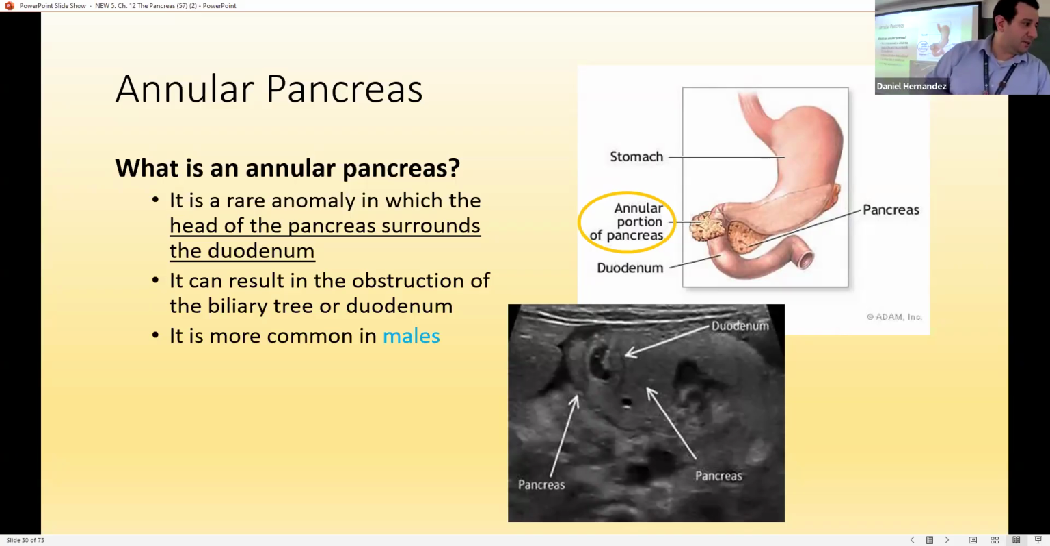This is a condition that's more common in males. We're going to start building those uncommons or most commons. Patient population affected, annular pancreas.